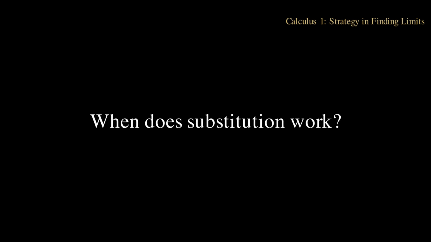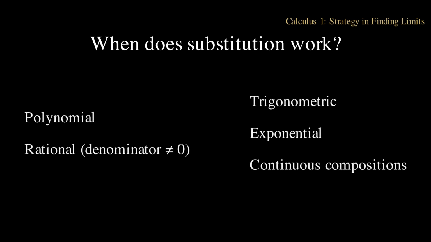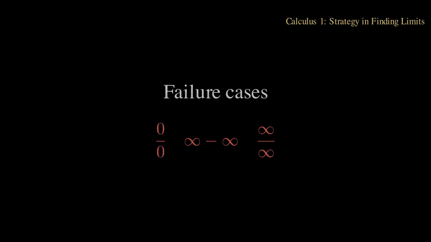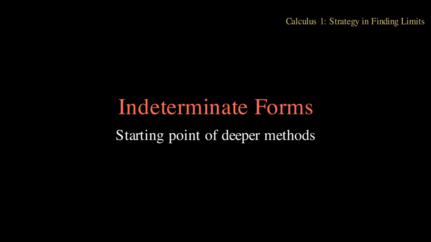The critical question is this: when does direct substitution succeed? It succeeds when the function is a polynomial, a rational function at a point where the denominator is non-zero, a trigonometric or exponential function at a point within its domain, or any composition of continuous functions. When it fails, the failure takes a recognizable form: 0 divided by 0, infinity minus infinity, infinity over infinity. These are the indeterminate forms, and they are the entry point to everything else in this strategy.